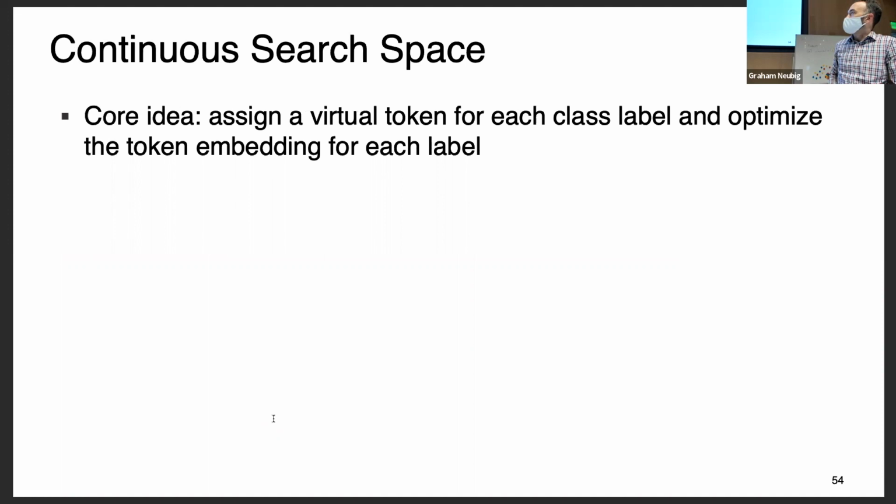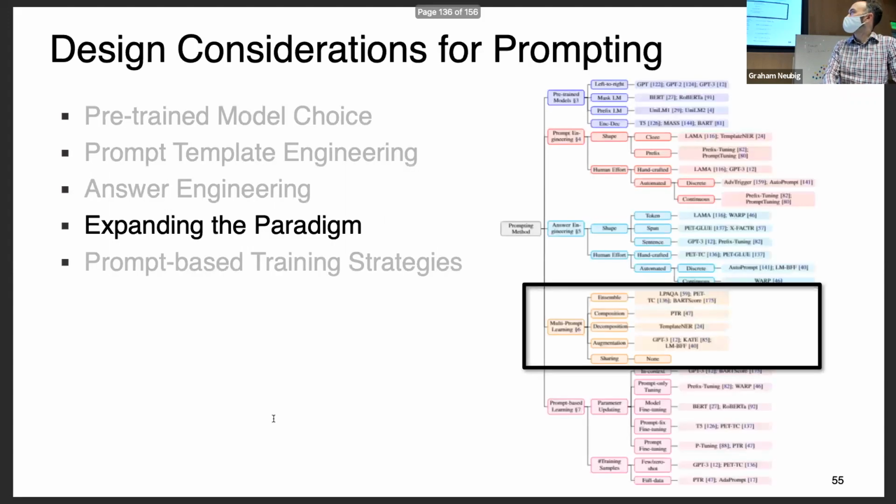And then a continuous search space, pretty simple. It's like prefix tuning or prompt tuning like I talked about before. You just use gradient-based ideas. You have a virtual token, and then you optimize the parameters of the virtual token in order to maximize your accuracy. Any questions about this?